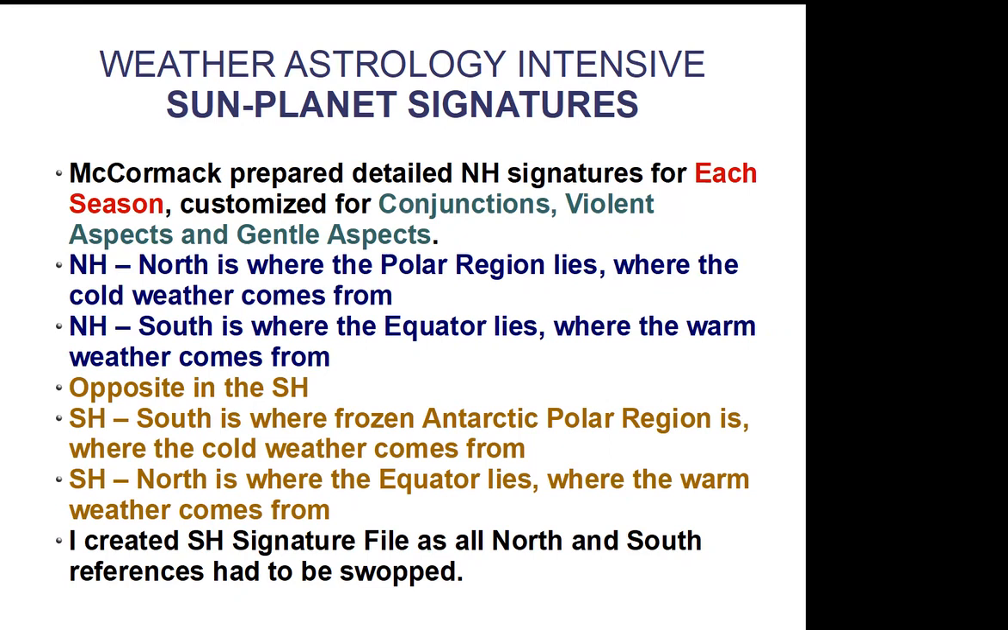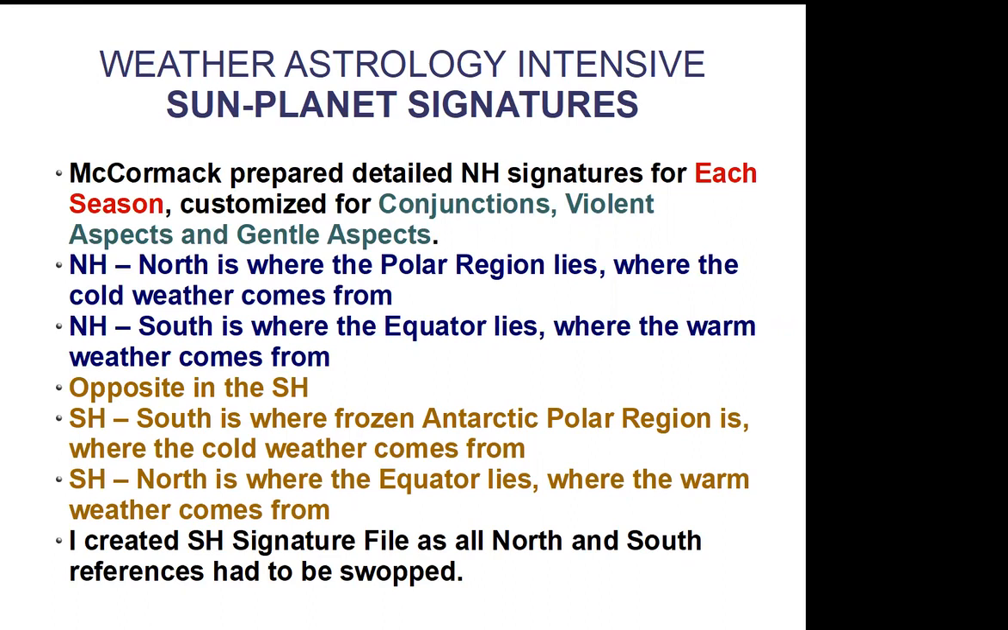And so like if we looked at the very first one on page 9, your Sun and Mercury in spring, for conjunction and violence, you're looking at strong wind, rain. If Mercury is retrograde, gale wind. If it's a gentle aspect between them, we're looking at fair weather and wind. And that is how he rolls for the whole thing.